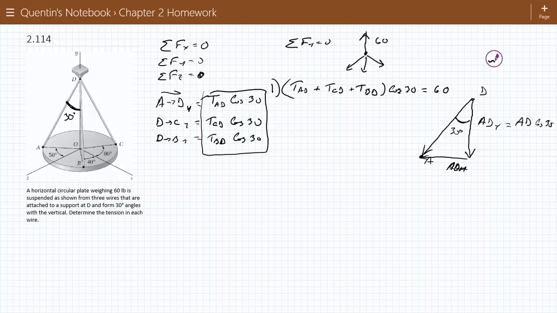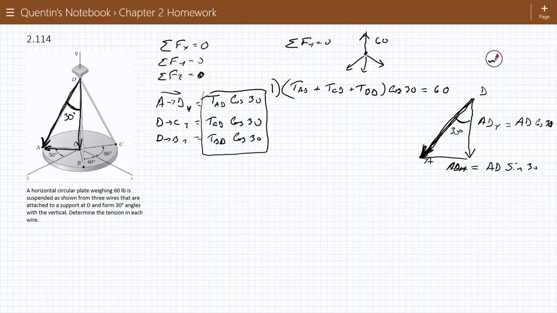Now we need to figure out the other equations, sum of forces in x and z. And this is where things get a little more complicated. So let's come back to here. We have this vector right here. It has a component in the y direction, and it has a component in this direction right here. And that direction is in the horizontal plane, the xz plane. Okay, and so what is the magnitude of that? Well, as we saw from this thing right here, this is AD times sine of 30.